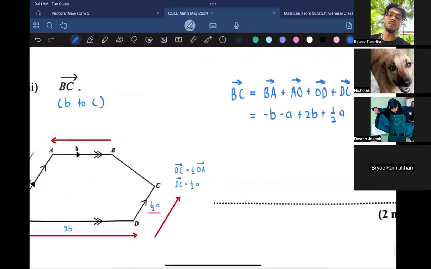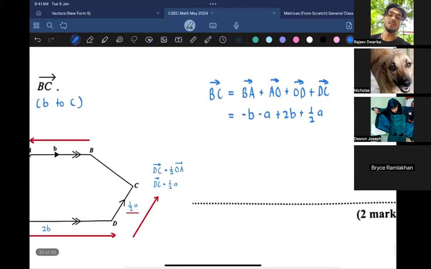Now we have to group together the like terms. So we're going to look at all the A terms and B terms. So you have minus A plus a half A, and then you have minus B plus 2B. So what is minus A plus a half A?